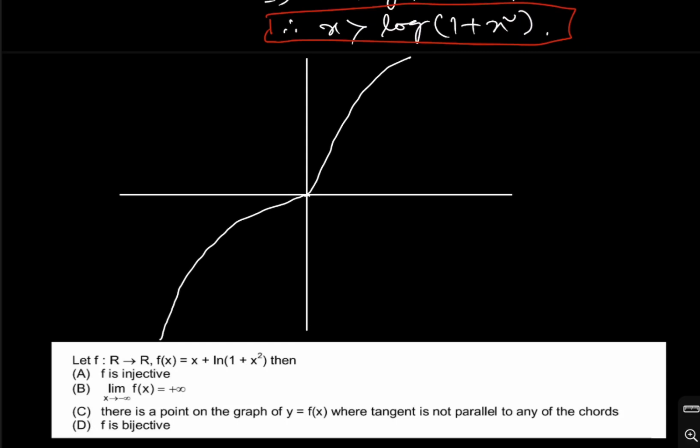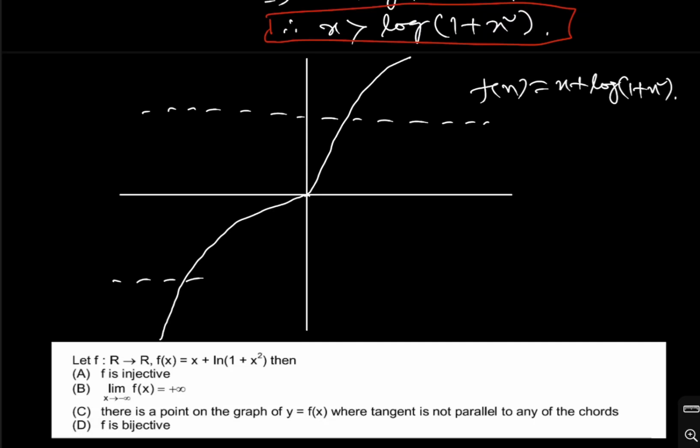Since we have already derived that this function f(x), that is x plus log(1 plus x square), is strictly increasing, we can draw any line parallel to the x-axis. It will cut the graph exactly at one point. Okay, anywhere you can draw any line, it will cut the graph exactly at one point. So option A is true, that is, the function is injective.